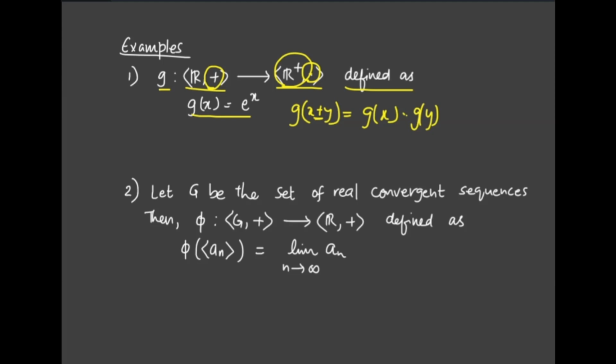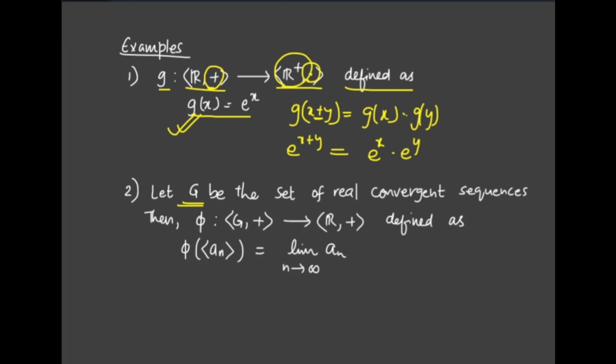What is g of x plus y? e to the power x plus y. What is g of x dot g of y? e to the x dot e to the y. And we can see that both of these are the same, so that's why this is a group homomorphism. Now let us take a look at another example.